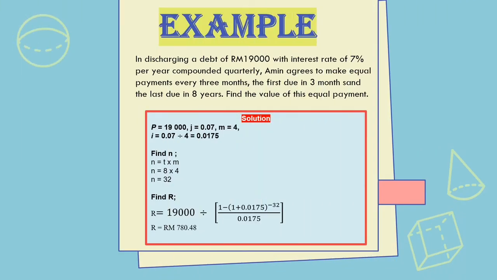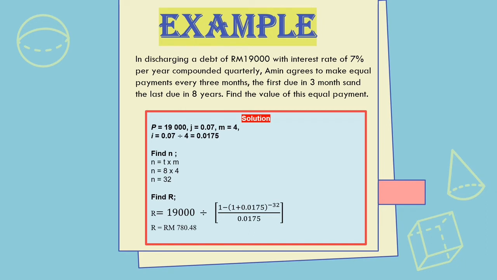Okay, next going into the example to find the periodic payment, which is the R. So the question is, in discharging a debt of 19,000 with interest rate of 7% per year compounded quarterly, Amin agrees to make equal payments every 3 months. The first due in 3 months and the last due in 8 years. Find the value of this equal payment.